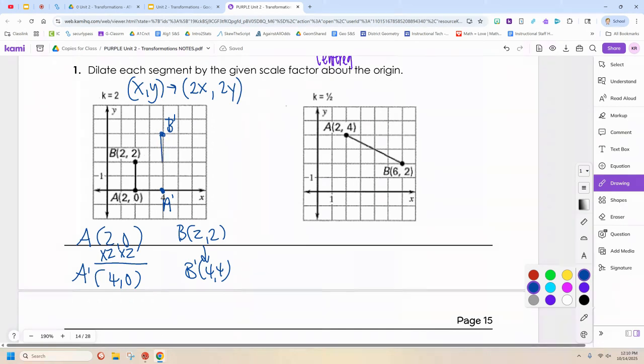And then when we connect the 2 points, a couple things. Parallelism is preserved. Length is not preserved, but we can see that the side length has doubled, right? Because of our scale factor being 2.